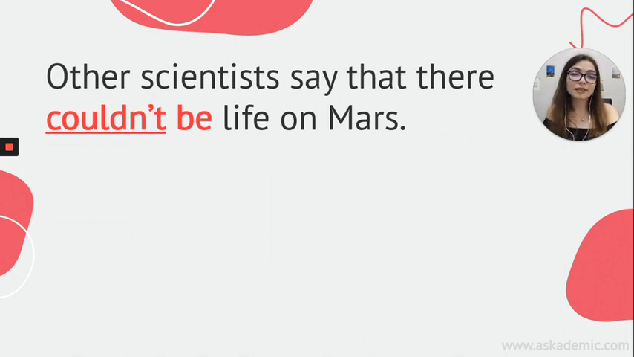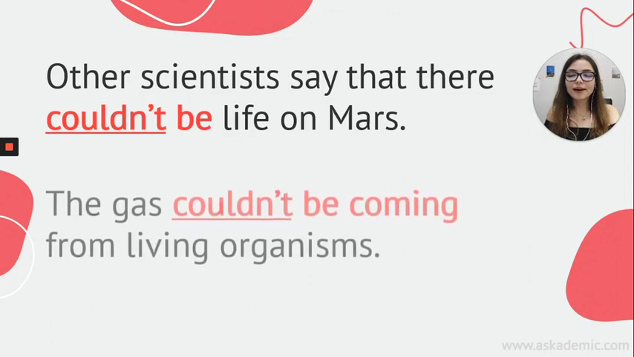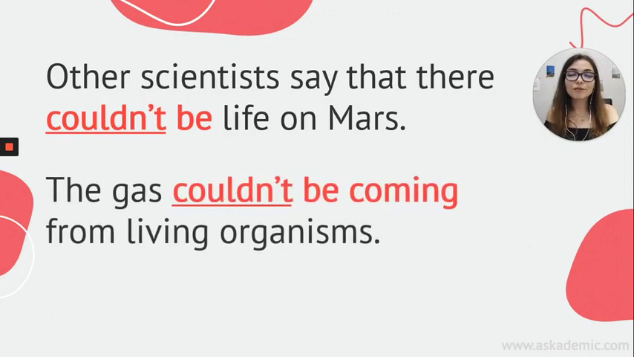Alright, other scientists say that there couldn't be life on Mars. So it means it's impossible. And the gas couldn't be coming from living organisms. Here, as you see, it says couldn't be coming from living organisms. Here we use a continuous tense, so it's something present. The gas on Mars, on the planet, couldn't be coming.